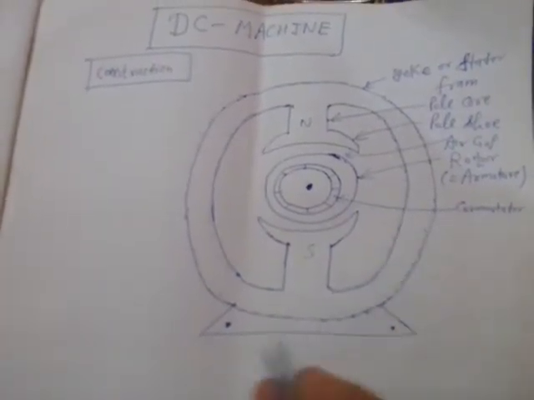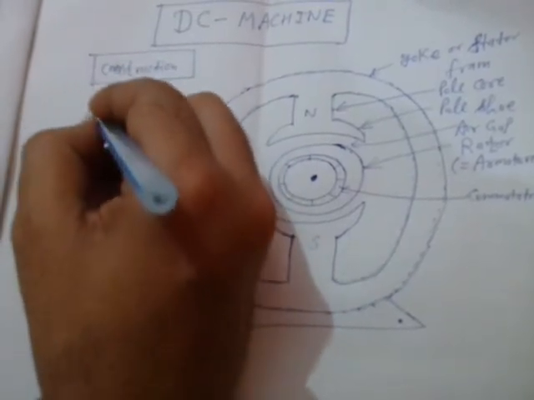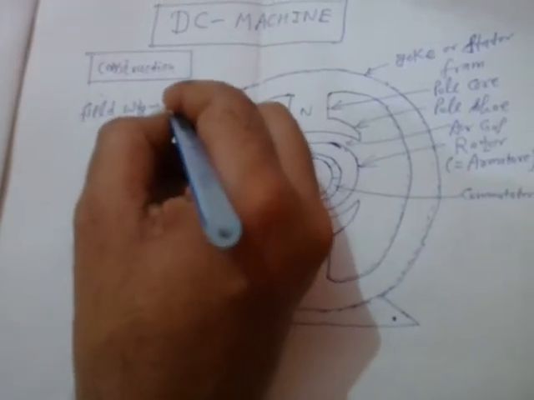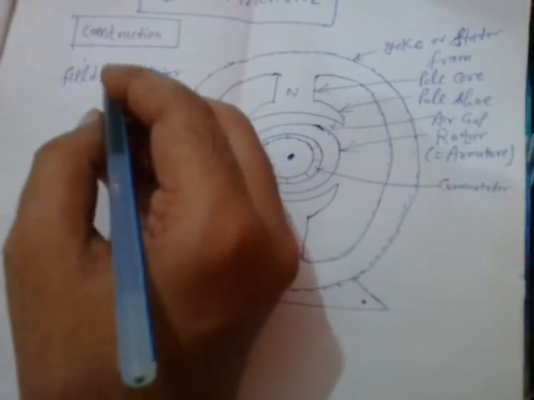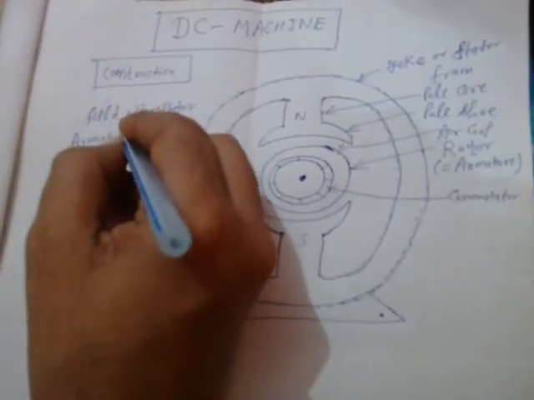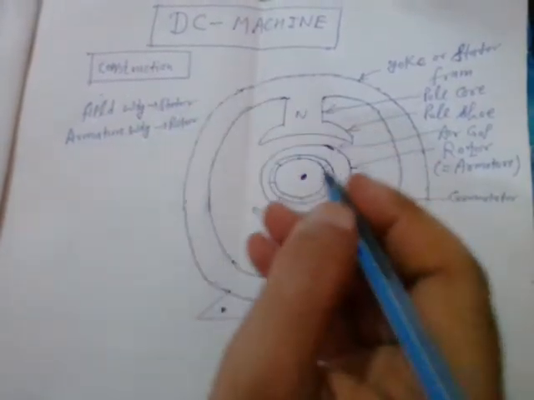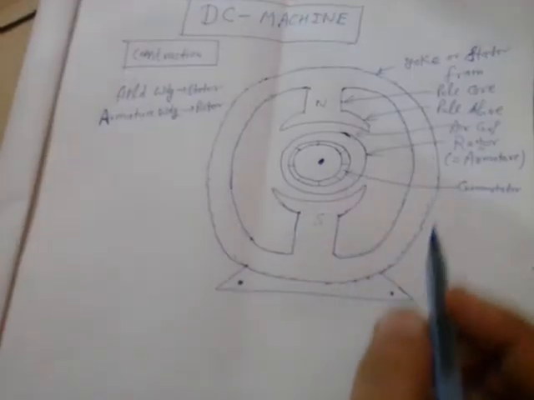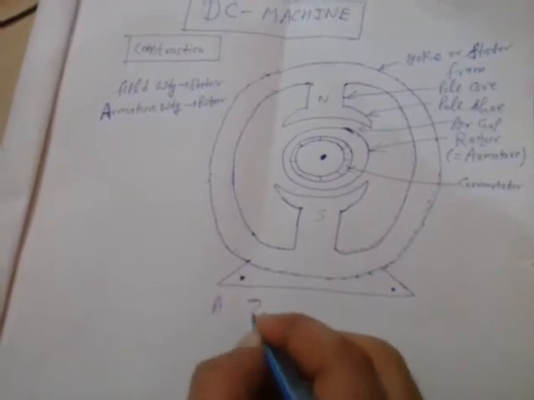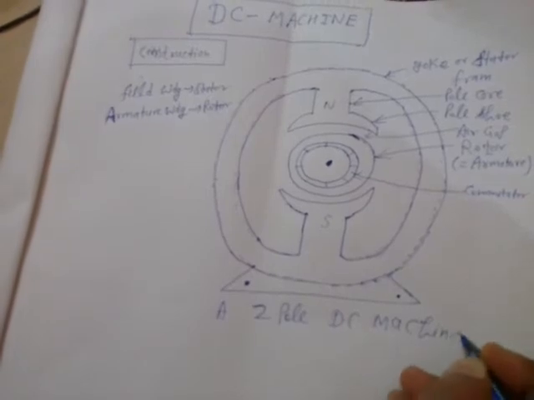So, field windings in a DC machine are provided on the stator, right? And the armature windings are provided on the rotor. You understand the construction. This is basically a two-pole DC machine.